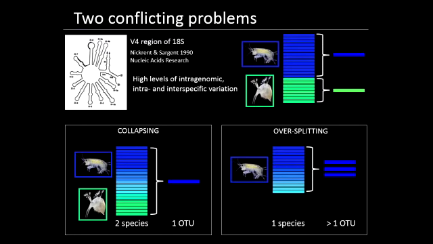On the other hand, if you have a species that has very high levels of variation in this region, you may actually find at the 3% level you generate more than 1 OTU. So you could have multiple OTUs for a species. So in this case, you would actually overestimate diversity.